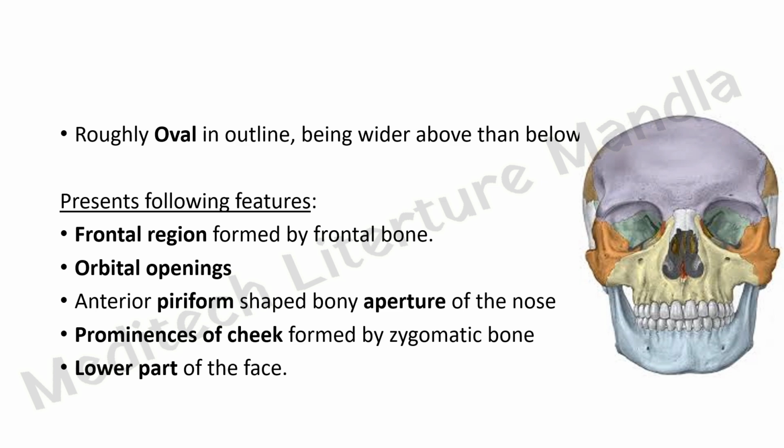So frontal region is there, which is formed by frontal bone. Then we have the orbital openings and the pyriform aperture of the nose, prominences of the cheek as we go more lateral, and then lower part of the face, which is formed by the maxilla and the mandible.